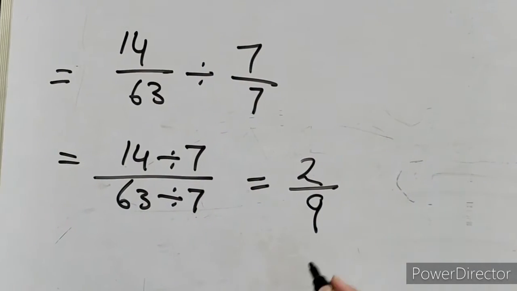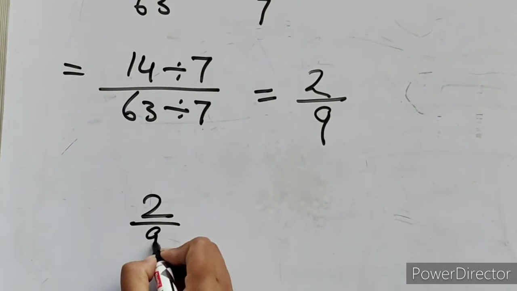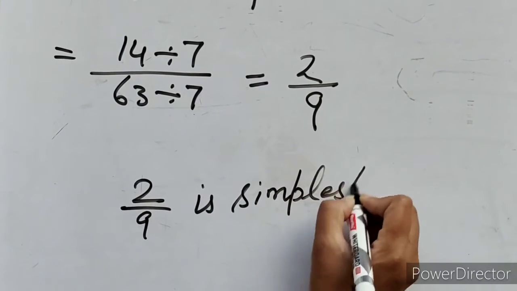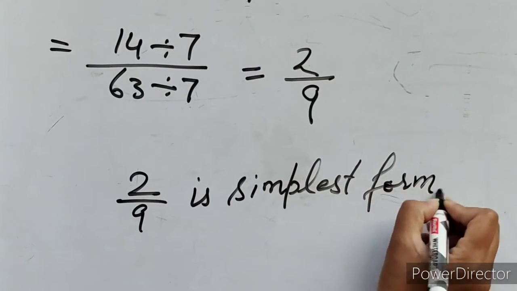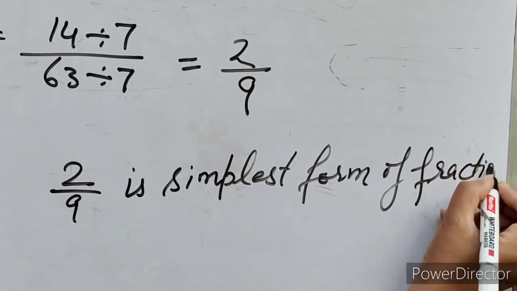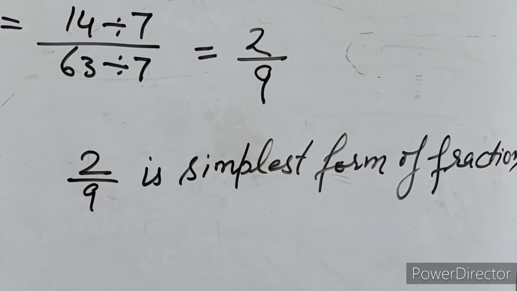So 2 over 9 is the simplest form of the fraction because 1 is the only common factor in numerator and denominator. There is no other number that is common between 2 and 9. So 2 over 9 is the simplest form of the fraction.